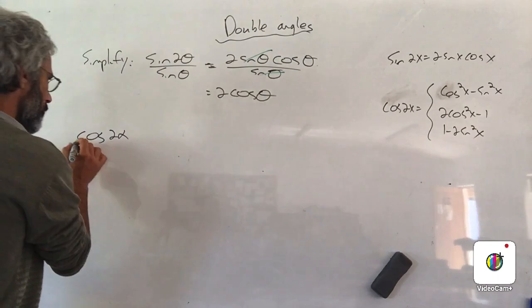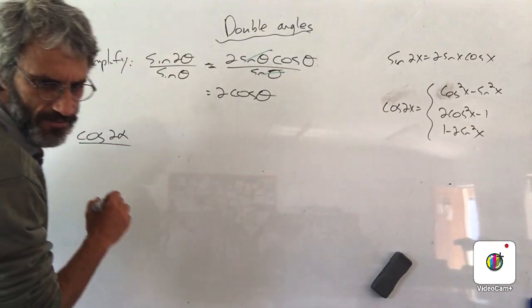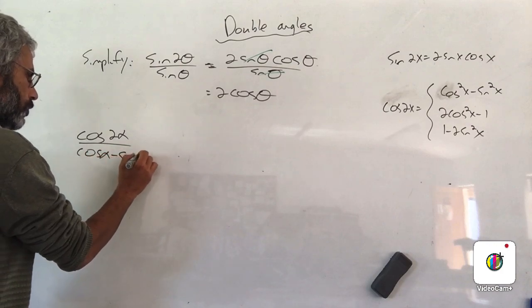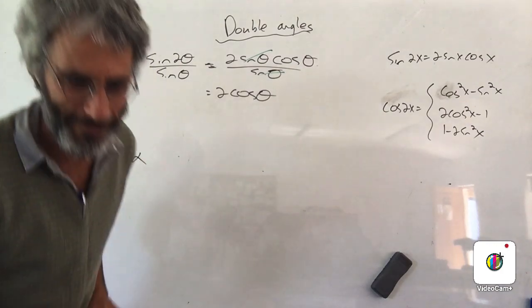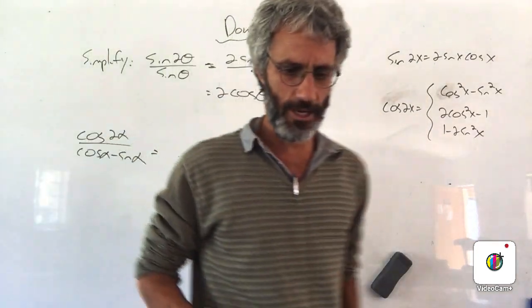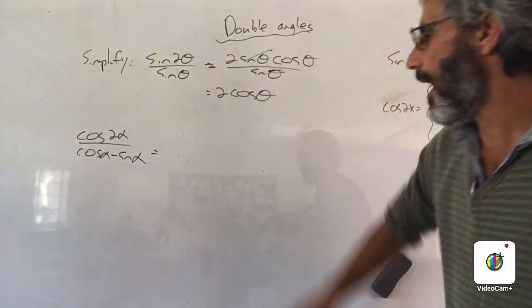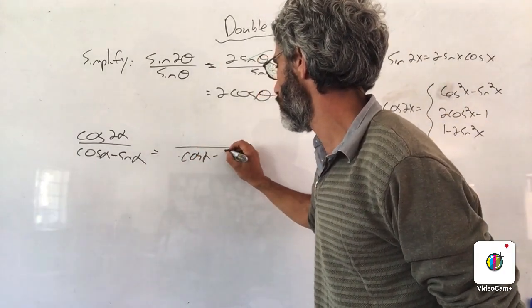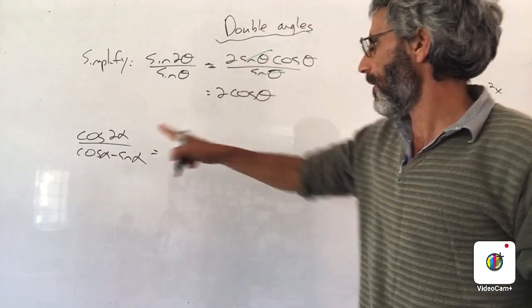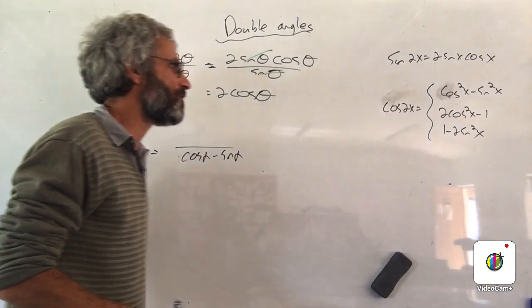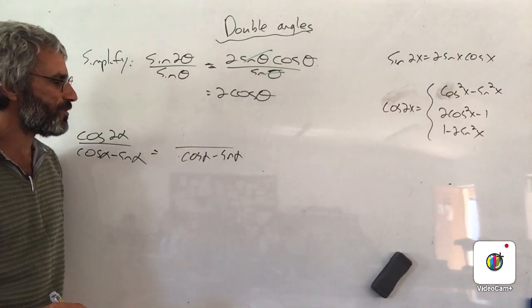Next one: cosine 2 alpha divided by cosine alpha minus sine alpha. We're working with alpha now. Again, we want to simplify it. I'll leave the bottom, there's nothing else I can do with it. Now, the top one, there are 3 options to choose, and I wonder if you can guess which one would be the best one.